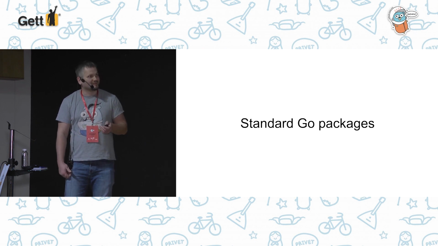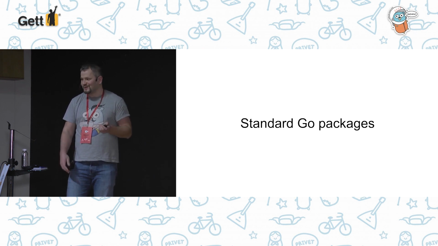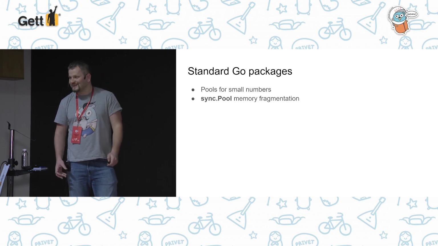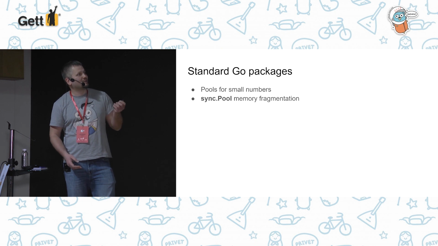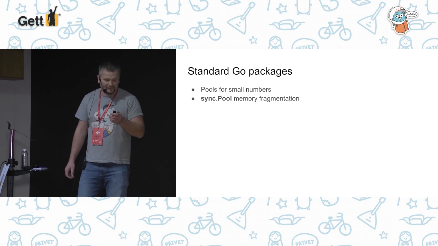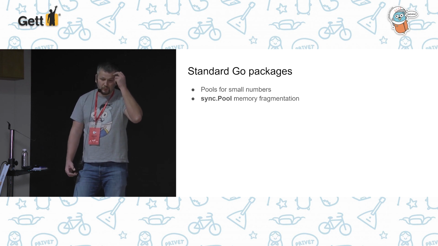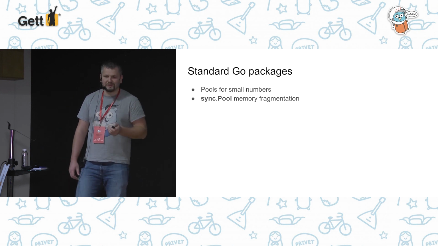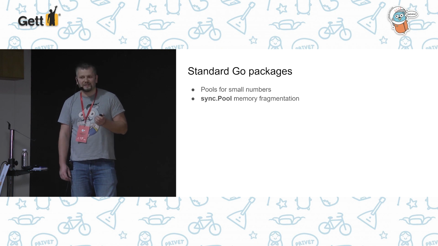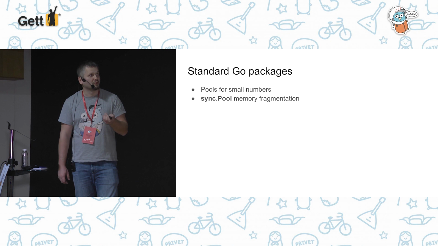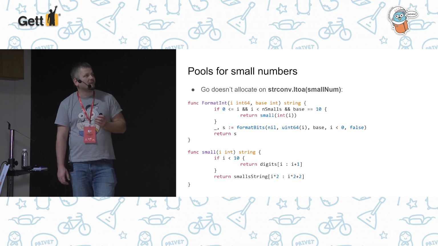Now let's consider standard Go packages. I see that I'm running out of time, but let's go quickly through this. We'll do two examples. First, we'll consider how pools can be used for small numbers. And I will also tell you a few words about syncpool.